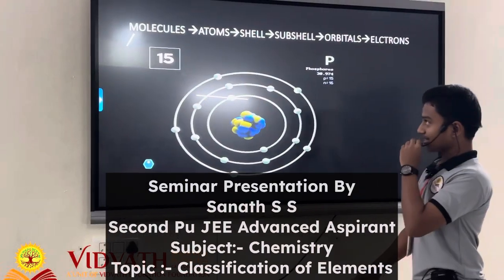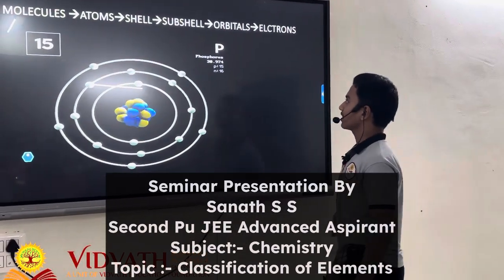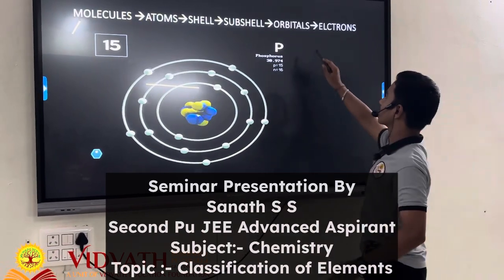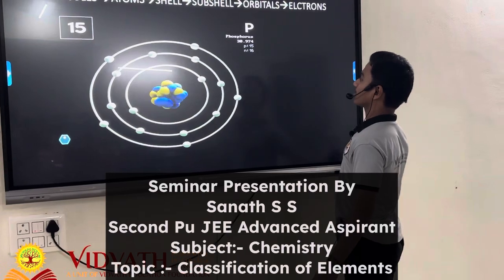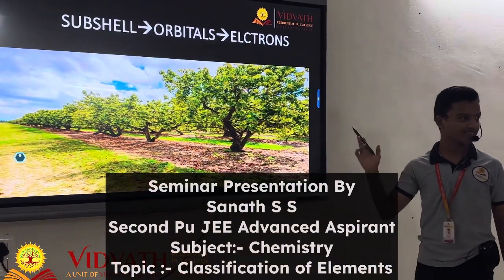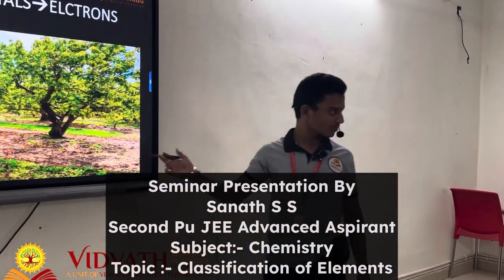First, matter is made up of molecules, and molecules are made up of atoms, and atoms are made up of shells, and shells are made up of subshells. A group of orbitals is called a subshell, and these orbitals contain electrons. What can you conclude by seeing this? Quantum.